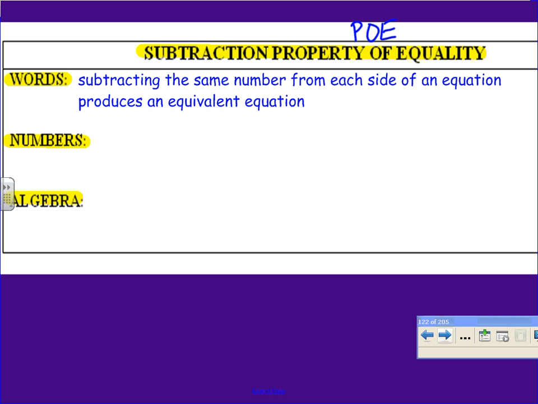All right, so here's what this is. Subtraction property of equality. When you subtract the same number from each side of an equation, it produces an equivalent equation. So write something like that in the box that you guys are all looking at right now, if you're not already writing. So what does that all mean? Here's what this means. We're just going to do one example.